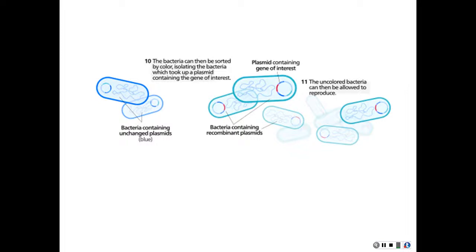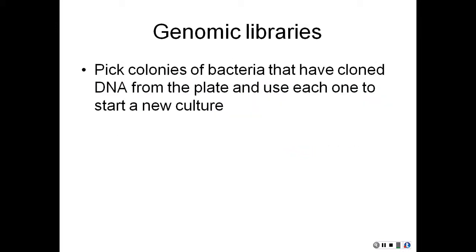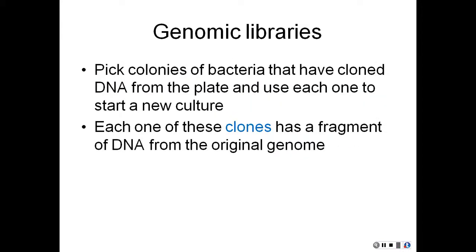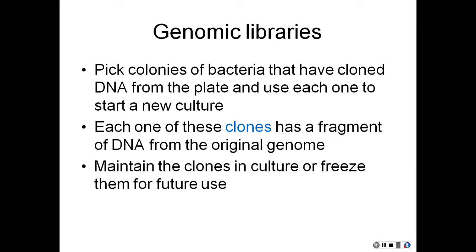I don't know what's on that fragment of DNA. I don't know if some clones have a similar piece of DNA. At this point, I don't know. All I know is I have a collection of cultures or clones, each of which has a fragment of the original genome. That is my genomic library, that collection of clones. Okay, so I pick my colonies, and each one of these clones, I culture them. Okay, and then I can maintain them in culture, or I can freeze them for future use.